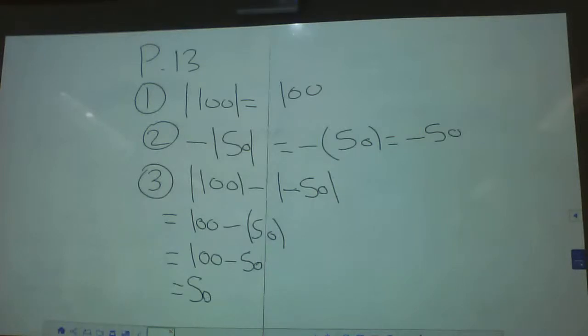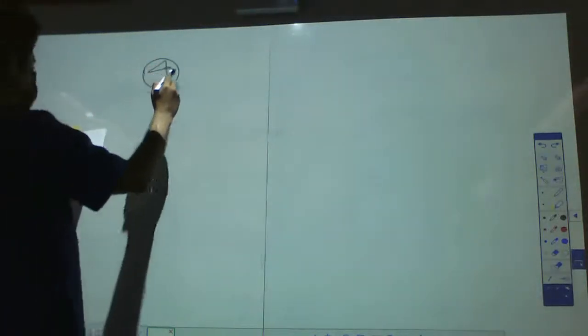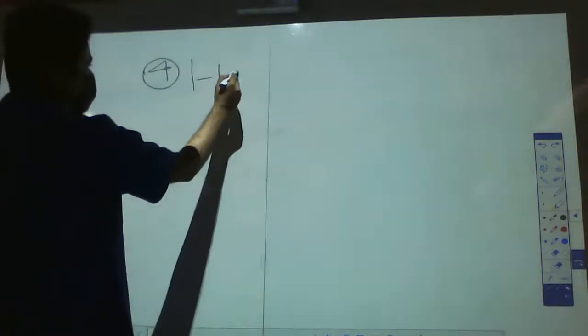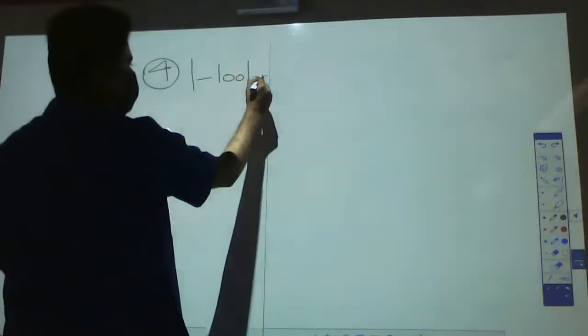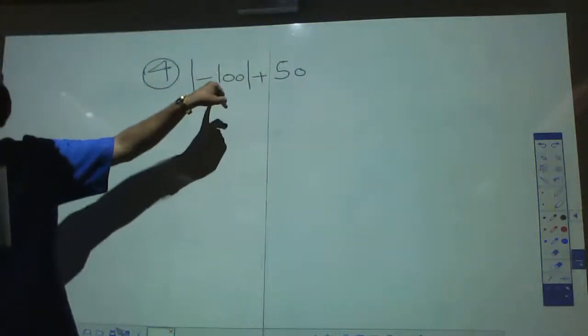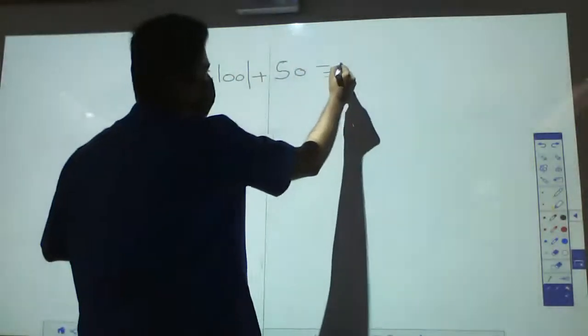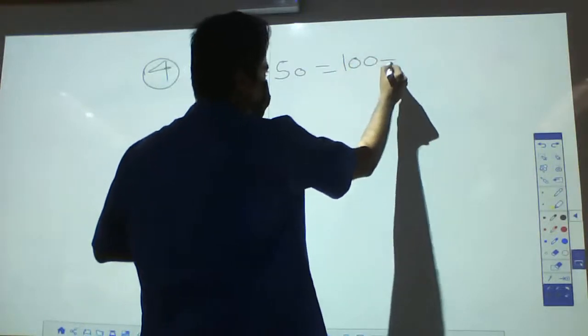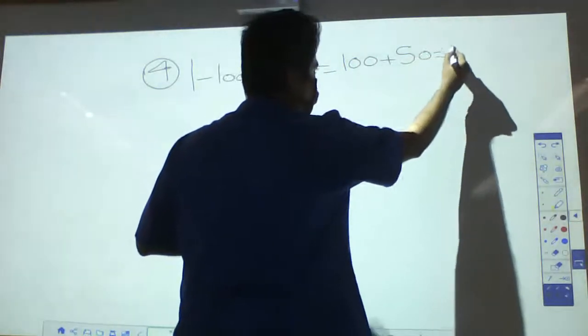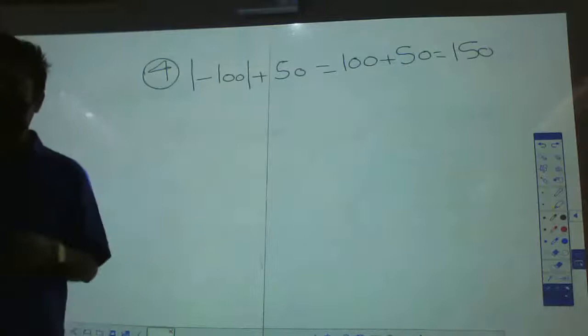Okay, now next. Question number 4, if we have minus 100 and plus 50. Now, what is absolute of minus 100? It is only 100. So we'll say 100 plus 50. And what is the answer? 150, right? Okay, so this was all about your homework.